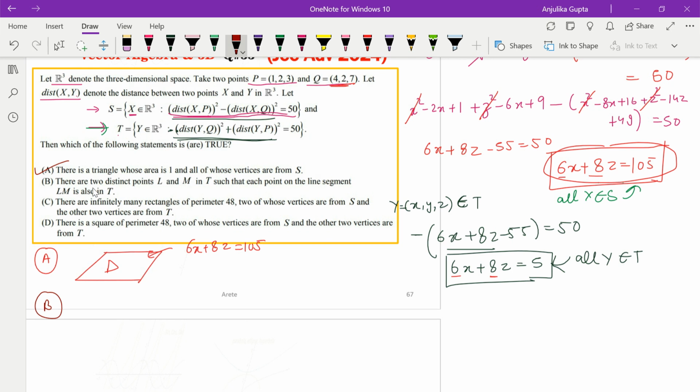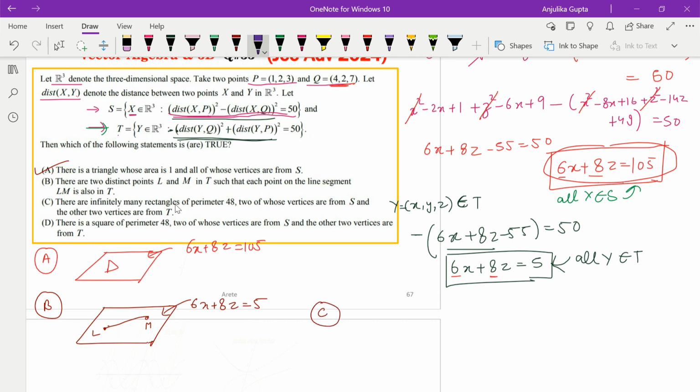Option B: there are two distinct points L and M in T such that each point on the line segment LM is also in T. Of course, again. T is again a plane, whose equation is 6x plus 8z. Doesn't matter, it's a plane. If I take any two points on this plane, of course, I can have a line segment which is totally going to lie on the plane. Yes, very simple.